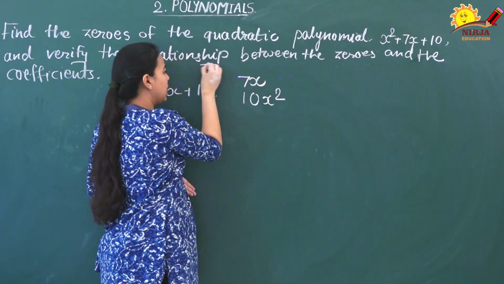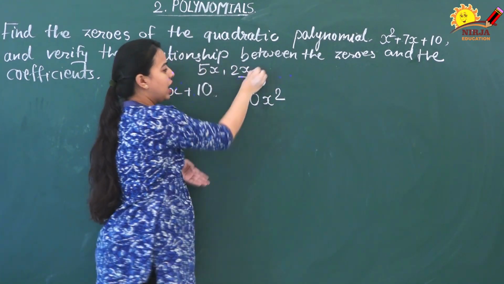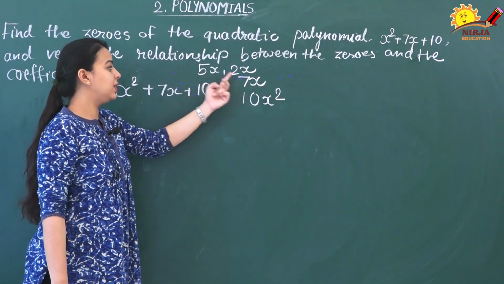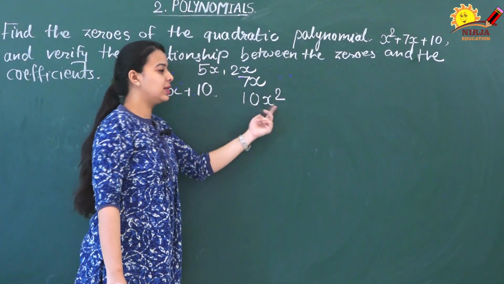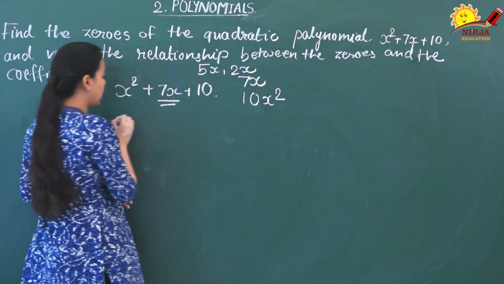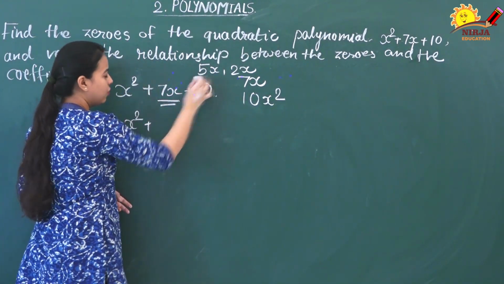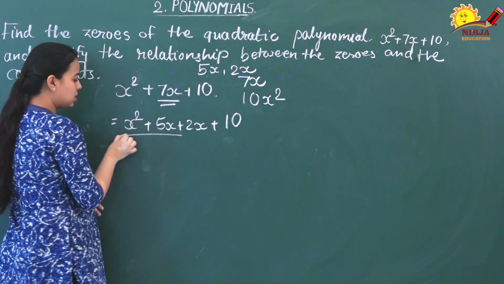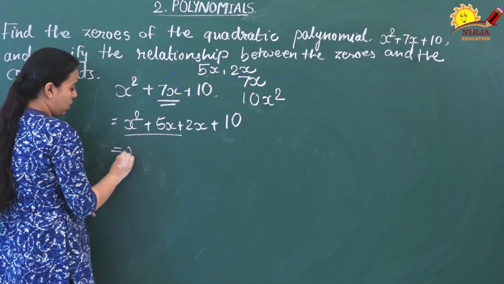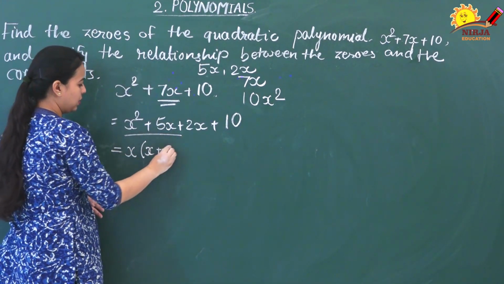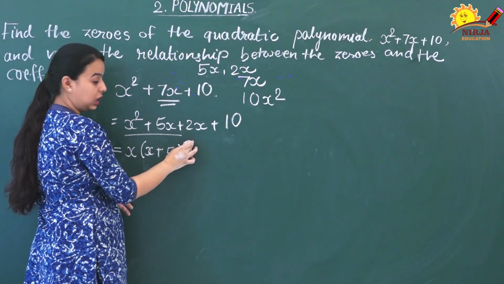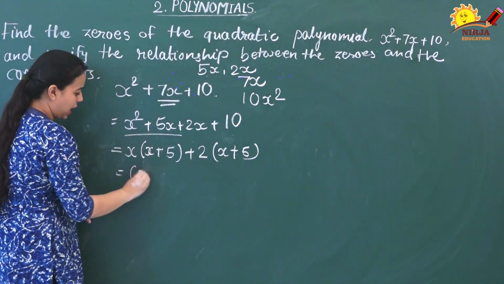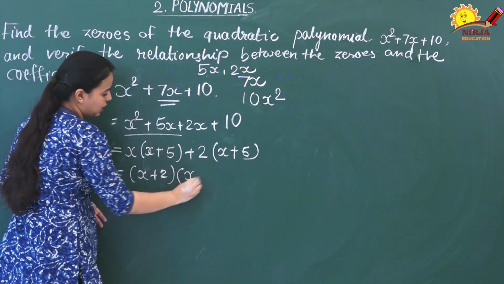So if I am going to write 5x and 2x, the addition of 5x and 2x will become 7x, and if we multiply 5 by 2, we get 10, and x multiplied by x gives x square. So in place of 7x we can write x square plus 5x plus 2x plus 10 as it is. From the first two terms we can take x as common, x plus 5, and from the last two we can take 2 as common, then x plus 5. So here we have x plus 2 and x plus 5.